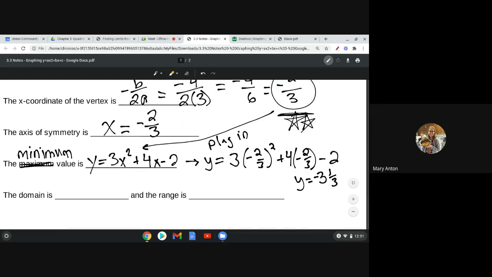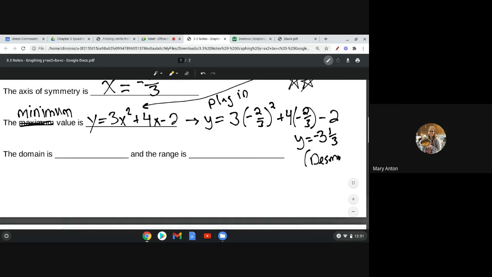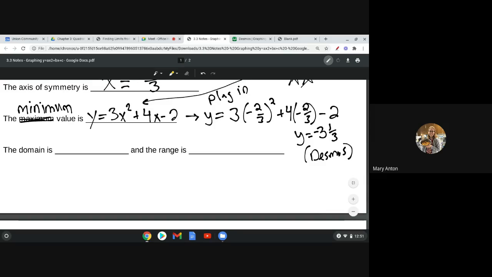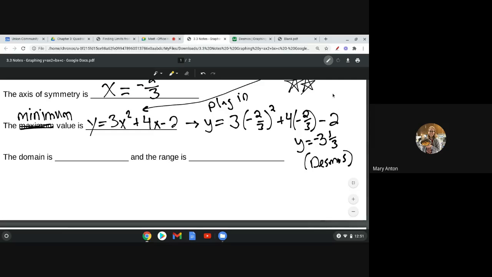I do not get what you just did. Just write Desmos. Y equals -3 1/3, and we'll prove it with Desmos. Just in a second. I'll let y'all finish writing here quick. So you put the equation in, then you put x this. Yep. In a separate box. In Desmos.